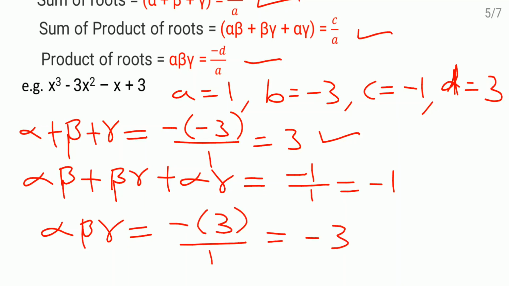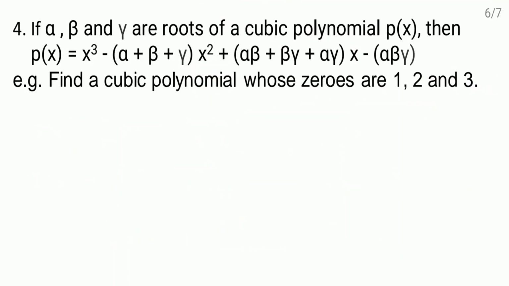Correct? It means that when you find the roots of this cubic polynomial and add those roots, you will get this 3. When you take the sum of the product of the roots, you will get the answer minus 1. And here the product of roots, the answer will be minus 3. Right? Now let us see the fourth point.